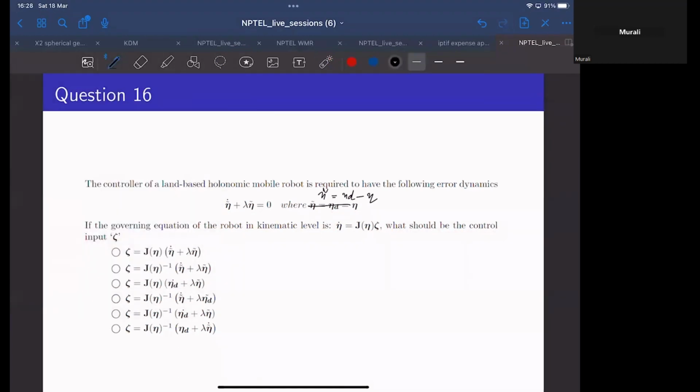Again, we have already seen this in a previous question. In order for the robot to follow this error dynamics, such that as time tends to infinity, eta tilde tends to 0, the control input, whatever we get as an output of this requirement, is simply the computed velocity control law. And we have already derived that in one of the previous questions.